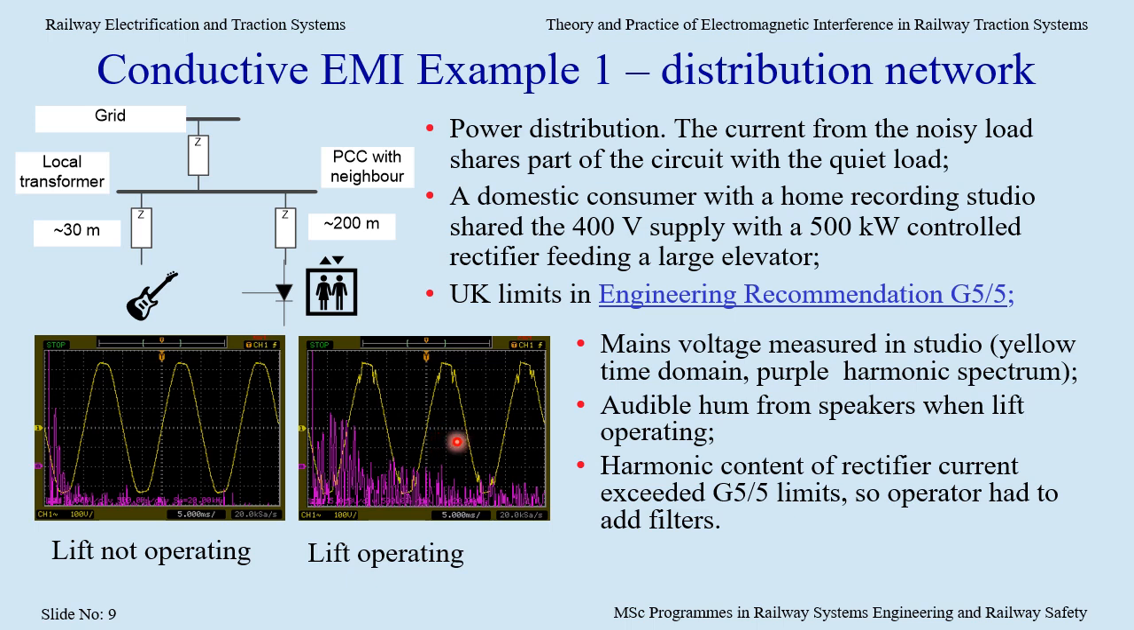UK limits for power quality are set in Engineering Recommendation G55. In this case, the harmonic content of the rectifier current exceeded the limits and the operator had to add filters.